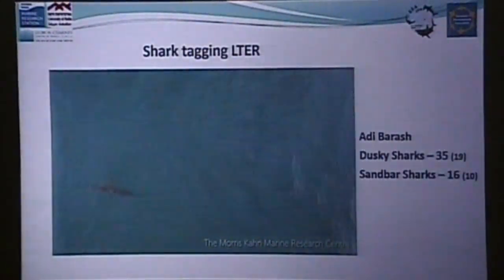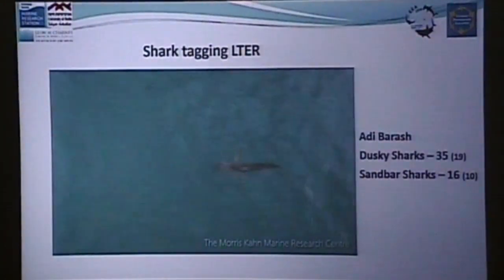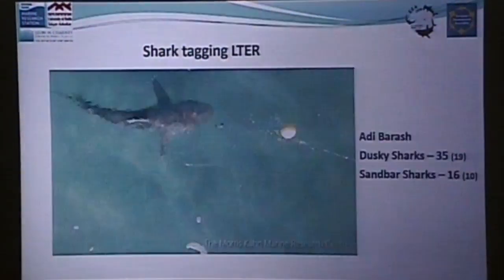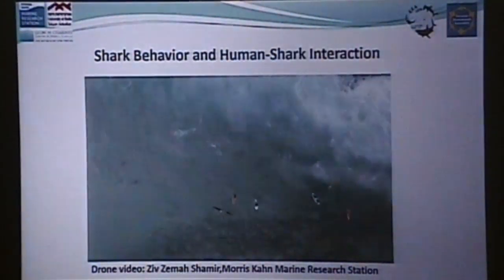We're always happy to release them alive and happy. We hope happy, anyway, but happy to be released from the boat, for sure.